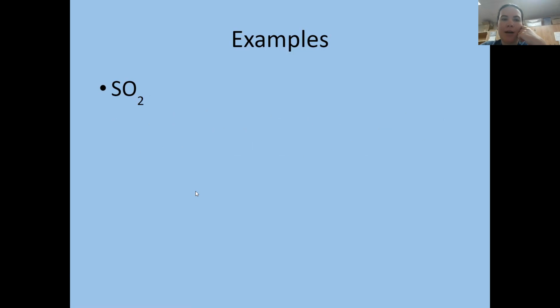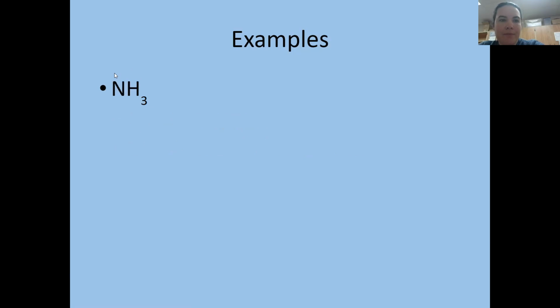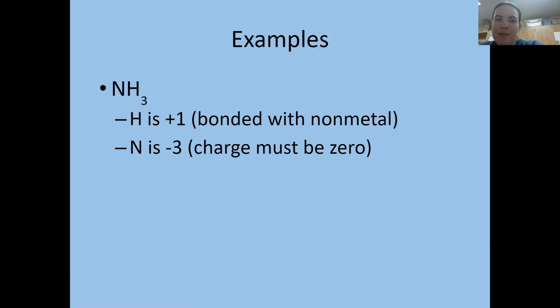In this example, again, oxygen is going to be -2. We have 2 of them. So that means that that's -4 overall. In order to add up to 0, sulfur has to be +4. Okay, this compound is technically written backwards because usually we write the positive one first. Hydrogen is always +1. And then because of that, we have 3 +1s. Nitrogen has to be -3 to add up to 0.